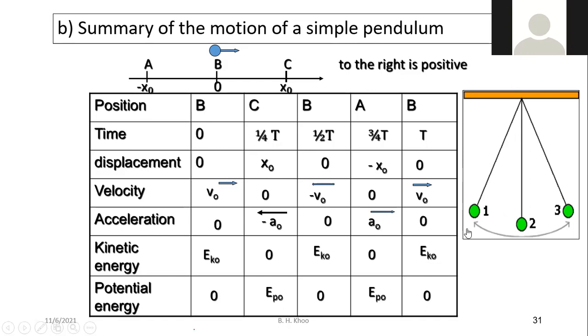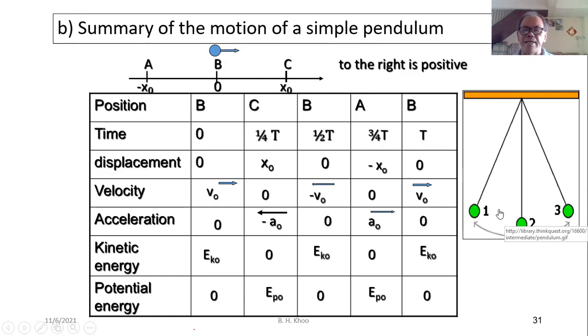Kinetic and potential are just opposite each other. Which one is highest and which one is 0. That's it. It just changes from kinetic to potential. We are not looking at the center there. We are looking at the two extremes. In between there will be kinetic and potential together.